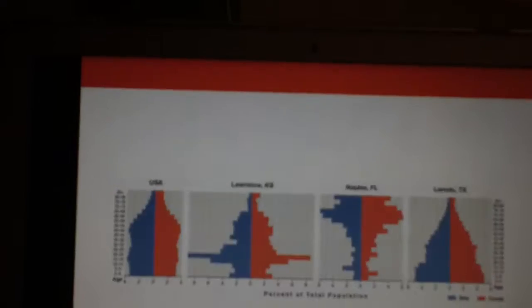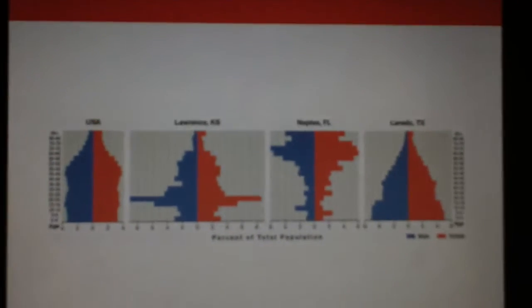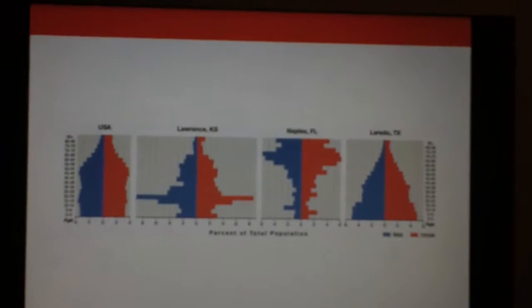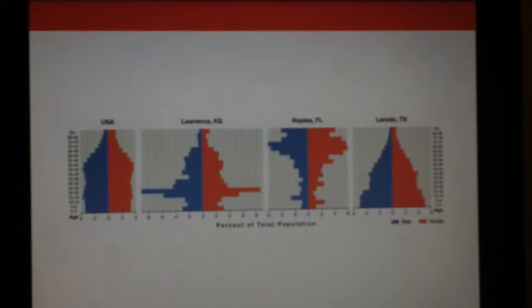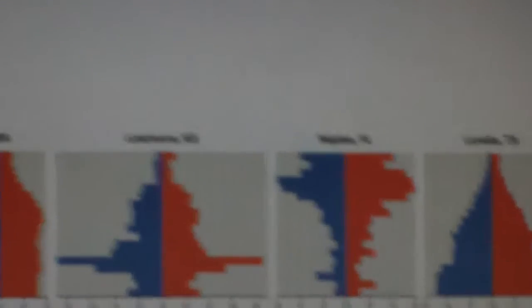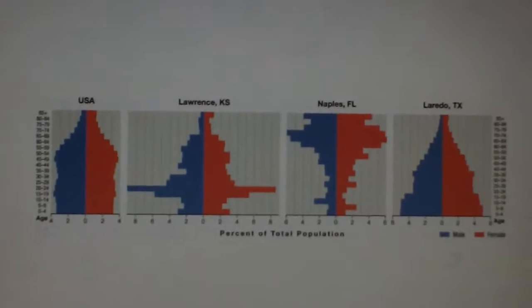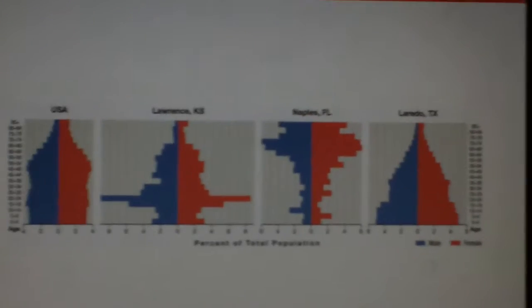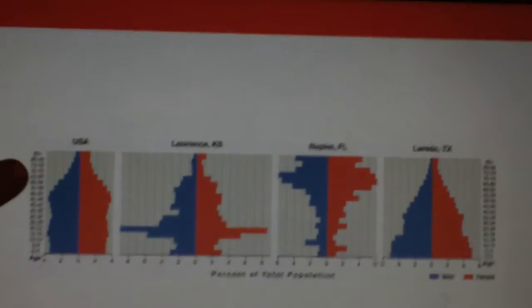So let's go back and look at that on the population pyramids. Sorry, it's not looking very focused. Focus. It just looks closer up, but blurry. Okay, hopefully that's a little better.